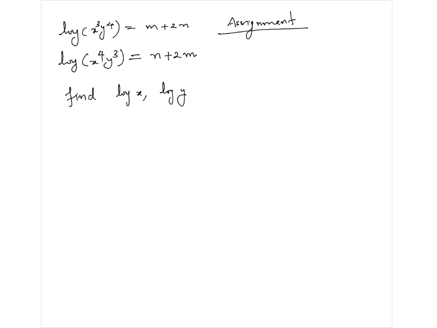These are two equations where x and y are the variables and m and n are constants. You have to solve for log x and log y. So treat log x as one variable, log y as another variable. Detailed working is not necessary. So that's your assignment. We stop now.